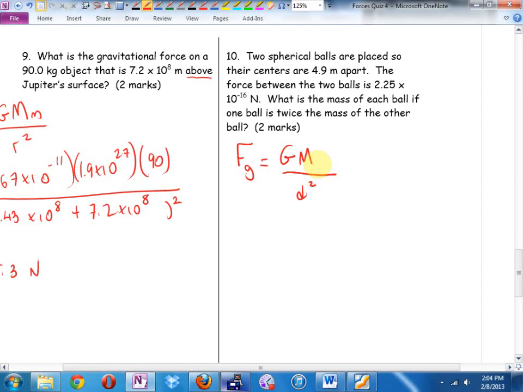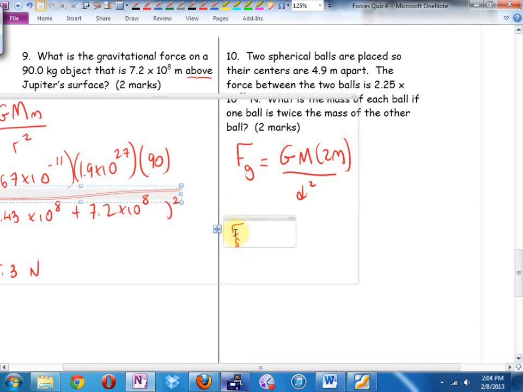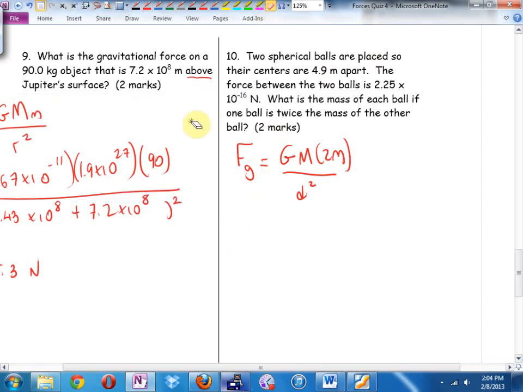Except instead of writing M2M, I want to rewrite this. Boy, my pen died there. Come on, pen. I want to rewrite this. I want to pull the 2 in front because we're used to seeing the numbers in front of things. And then I'll have a G, and I'll have MM, but what's a better way to write MM?